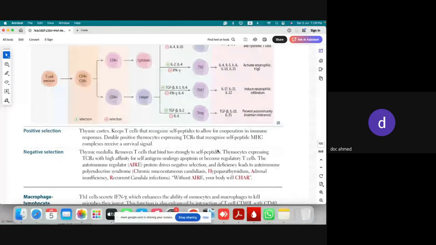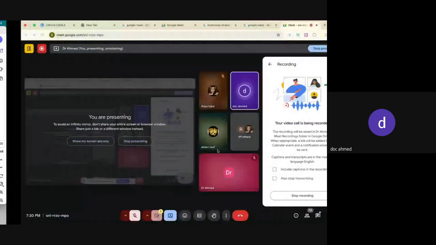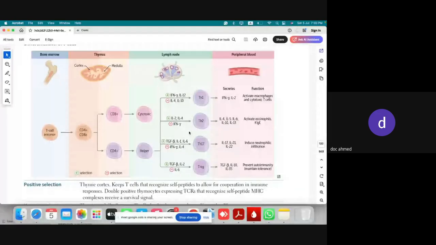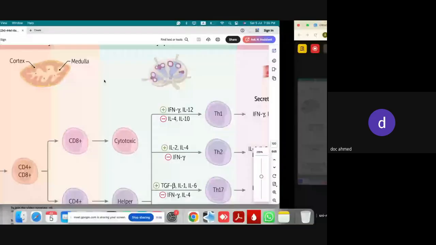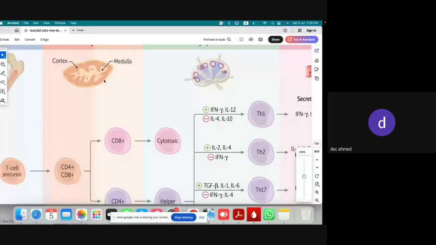So how do they mature? Now let's discuss that. I'm going to give you a really great example for that, but I'm going to make a story for you guys, right? But before that, can you guys just see this thymus? Okay, now it's going to be more clear, right?